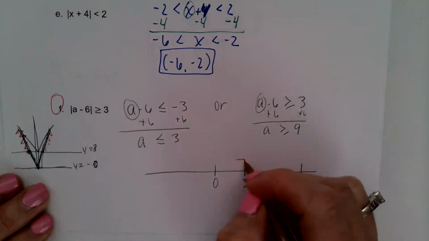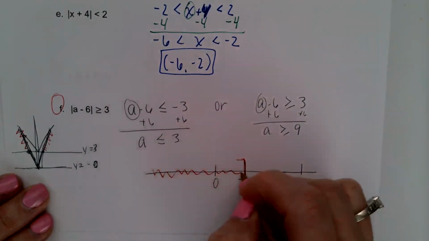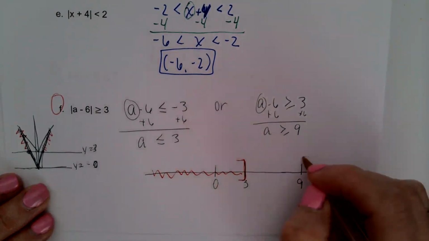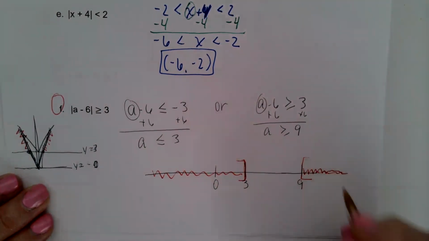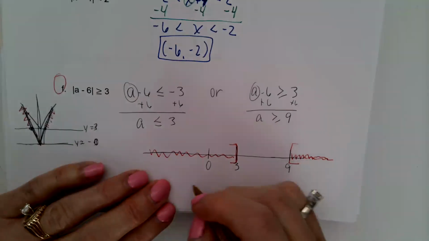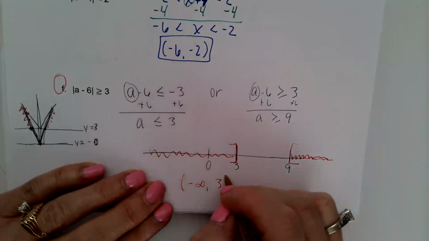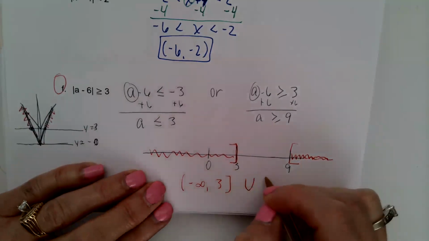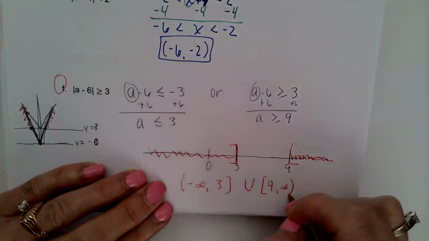So it's inclusive this way, less than or equal to a positive 3 or greater than or equal to a positive 9. So it's getting brackets because of the inclusion. And so in interval format, this would look like negative infinity up to 3 with a bracket, union, bracket 9 up to positive infinity.